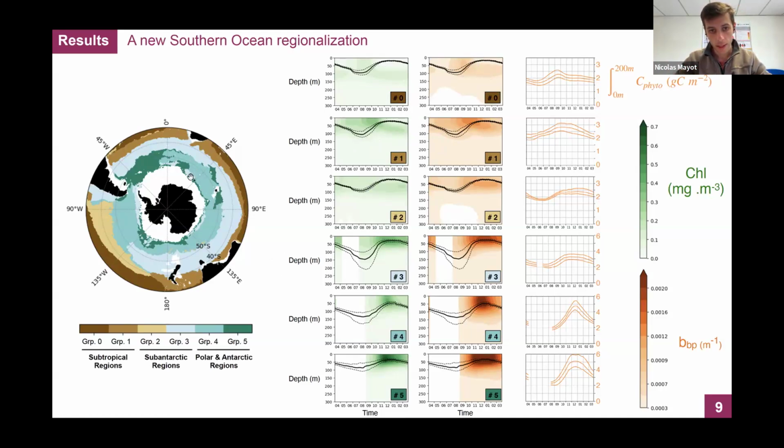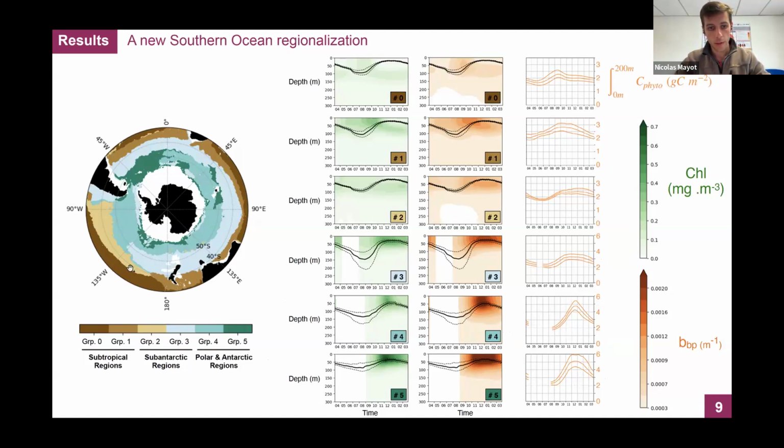The area located closer to the Antarctic are associated with a higher concentration of chlorophyll and BBP. And you can see it also here in terms of carbon related to phytoplankton, because the y-axis here for this region has a different unit compared to the one before. So there's more biomass associated with this region. That's why these 2 regions, we are choosing to relate them to the polar and the Antarctic.